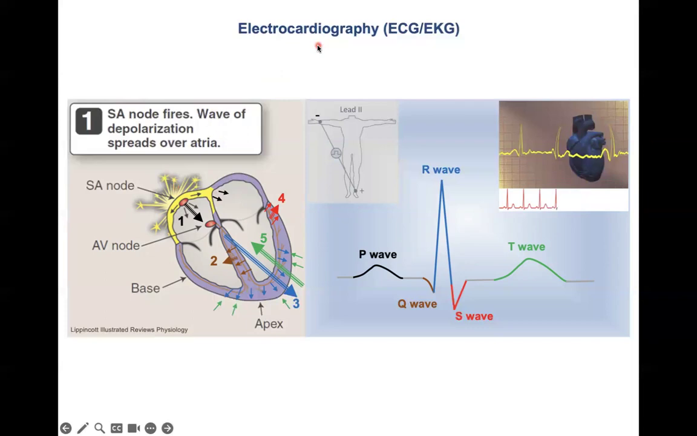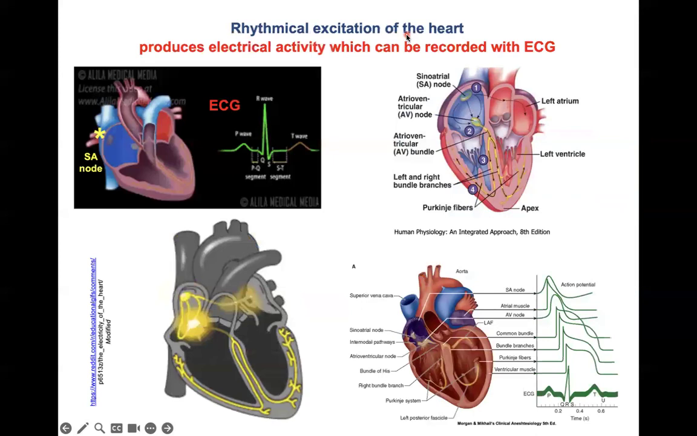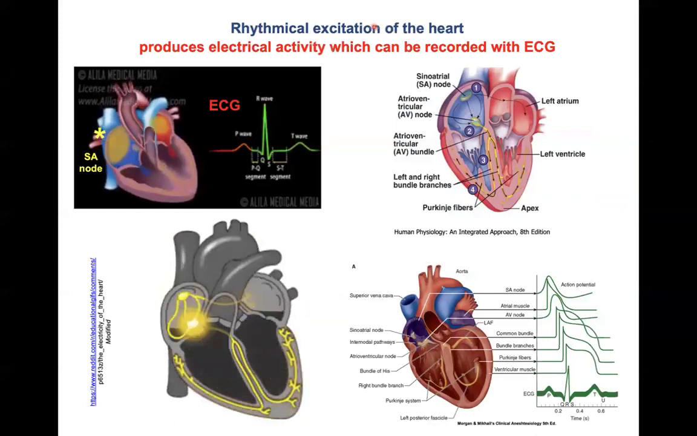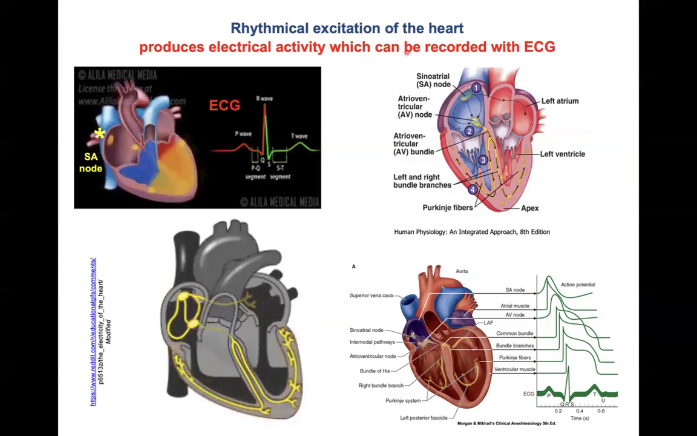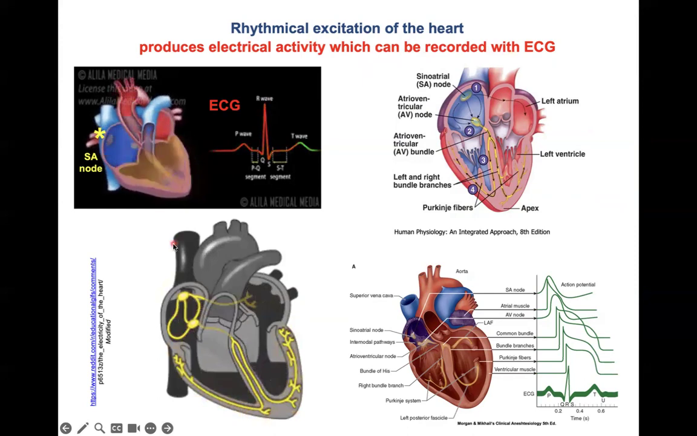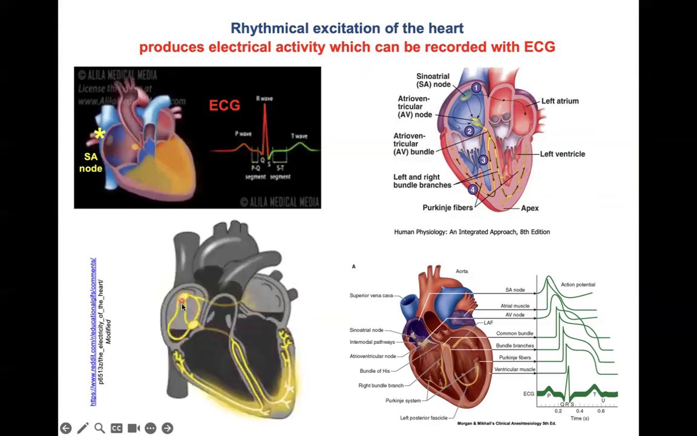In this part, we will discuss electrocardiography, ECG or EKG. In the previous part, I discussed in detail the excitation of the heart. It produces electrical activity which can be recorded with ECG. A quick recap: here we have in yellow the conduction system of the heart.